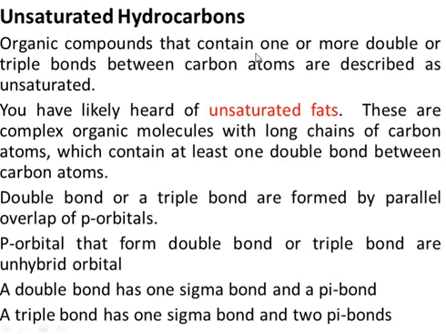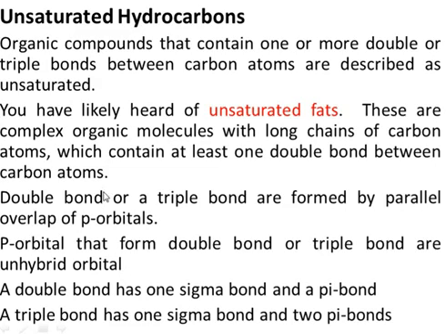Organic compounds that contain one or more double bonds or triple bonds between carbon atoms are called unsaturated, right? So you might have heard of unsaturated fats. Unsaturated fats are actually long chain carboxylic acids that have at least one double bond between carbon and carbon, right? A double bond or a triple bond is formed by parallel overlap of the p orbitals, and the p orbitals that form the double or triple bond are unhybridized orbitals. You should also remember that.